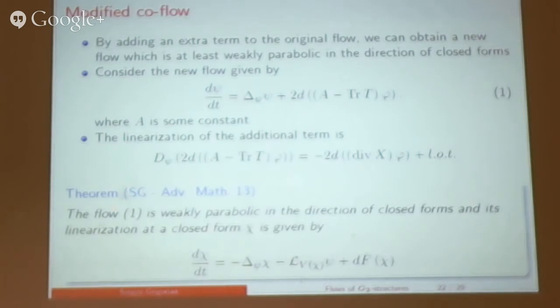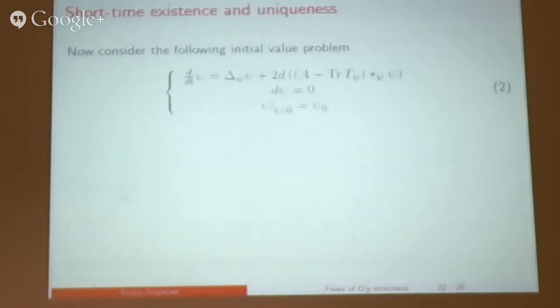Okay, and then we can actually show that this new flow is weakly parabolic in the direction of closed forms, and its linearization is now what we would want it to be. However, we're not quite done yet, because we're only parabolic in the direction of closed forms. So for true parabolicity, we need to be parabolic in every direction. But here we're only parabolic in the direction of closed forms.